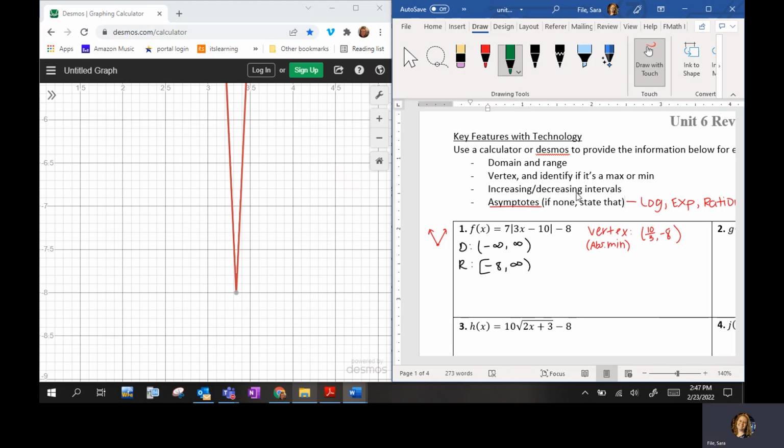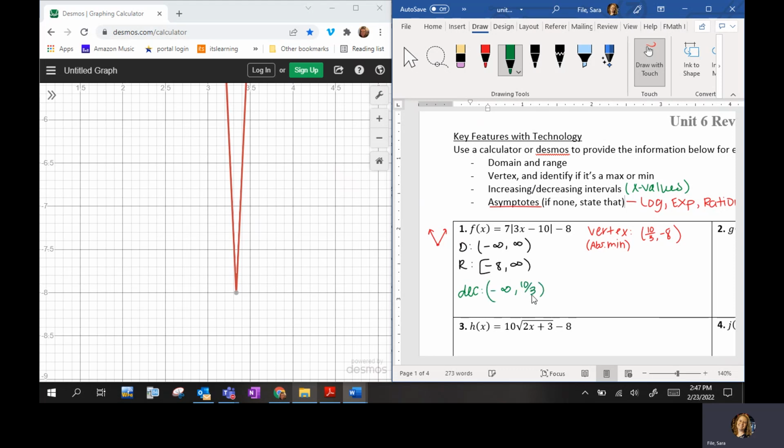And then your increasing, decreasing intervals, this graph from left to right is decreasing until it gets to that vertex, and then it's increasing. So I would say it's decreasing from -infinity. And when we give increasing, decreasing intervals, remember this is x values. You want to make that note. Okay, so the x value here is that 10/3. So it's decreasing until it gets to 10/3.